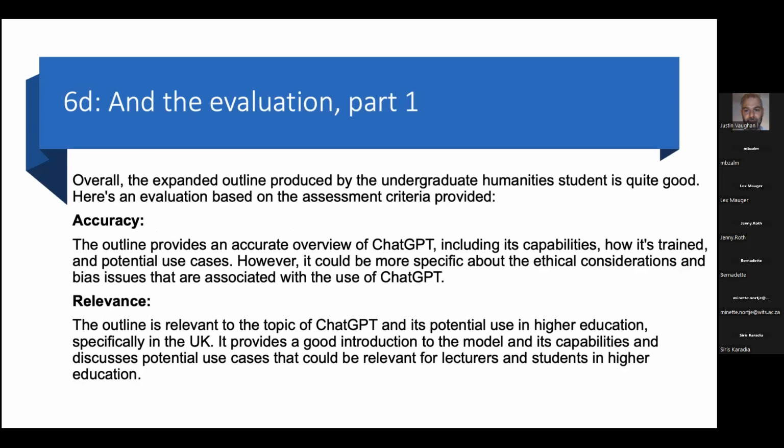So then finally we asked it to evaluate, using four criteria. We did not explain what the criteria were. We just said there's accuracy, relevance, and you'll see the other two criteria on the next slide. And this is what it said.